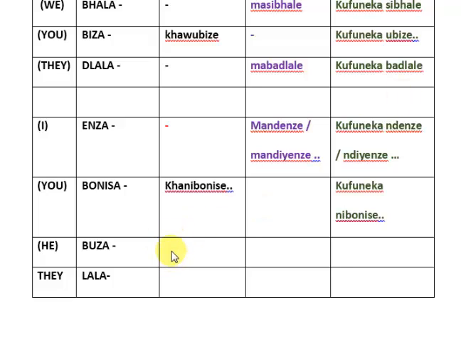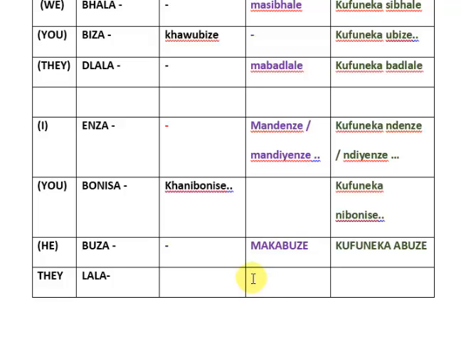Our last two examples, buza, to ask. Okay, the please doesn't apply there because he cannot be linked to please. He should ask, and here we are working with him, so it is maka buze, and kufuneka abuze. And we use capitals here because buza, or rather he, is the exception where we use maka.